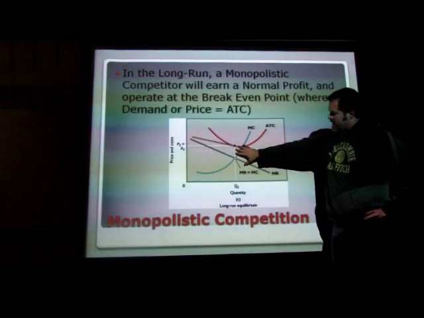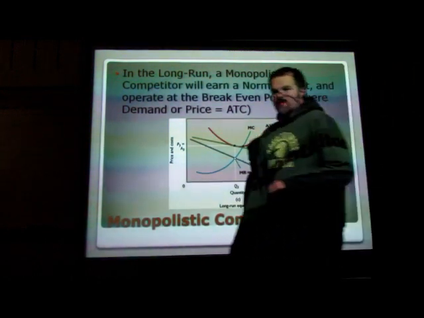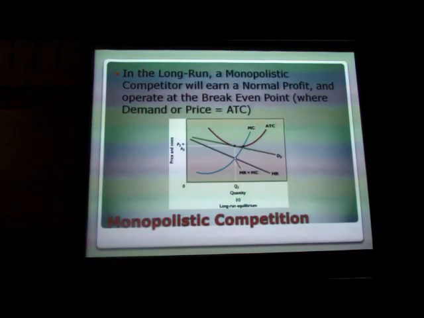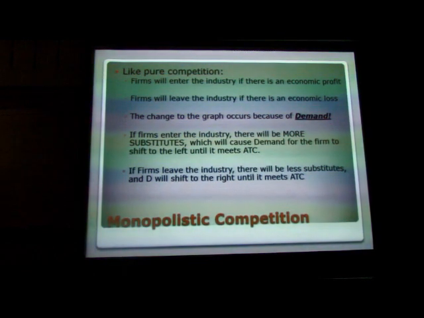So this is the way the graph is going to look in the long run. Price equals ATC. Why does that happen? It's because it's like pure competition. Firms are going to enter if there's a profit, firms are going to leave if there's a loss. Why does this occur? It's a little bit different than perfect competition. In perfect competition, that reason was because there was extra supply. All of the producers are producing exactly the same good, and so when they produce exactly the same good, then supply changes. For a monopolistic competitor, that is an issue of demand.